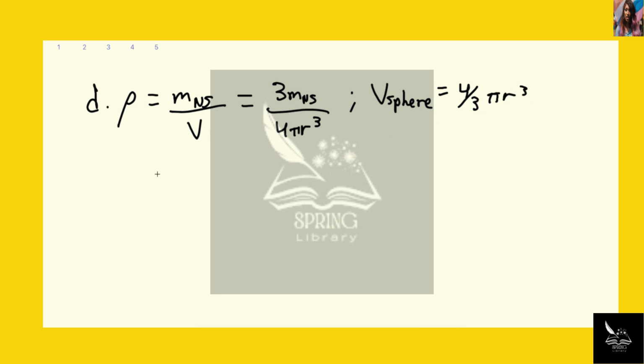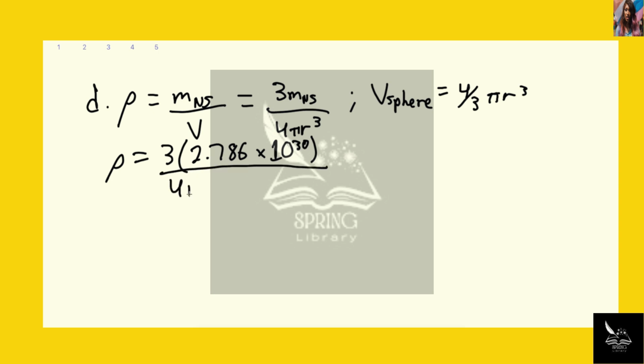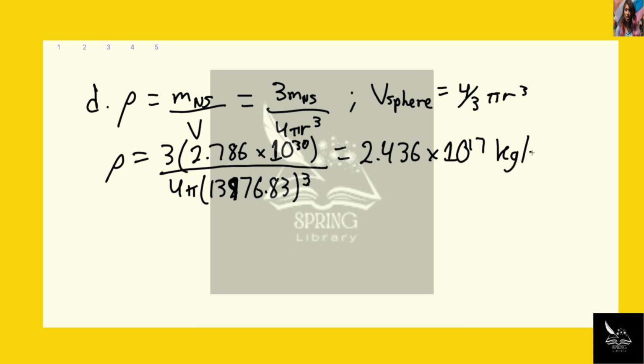And at this point, we can find the density. So density is going to be 3 times, again, 2.786 times 10 to the 30th divided by 4 pi times 13,976.83 cubed. And this is going to equal 2.436 times 10 to the 17th kilograms per meter cubed.